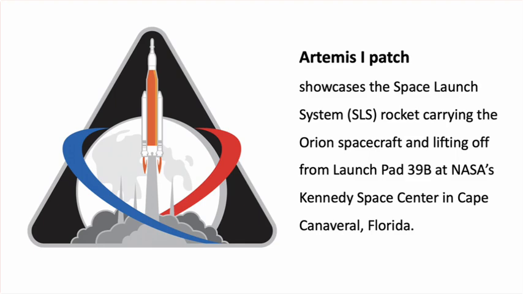It showcases the Space Launch System rocket carrying the Orion spacecraft, which is way up here, lifting off from the launch pad. As you can see, there are no names on this. That's because Artemis 1 went up, orbited the moon, and came back down, but it did not have any astronauts on it. It had dummies and all kinds of equipment that would register what was going to happen inside of the spacecraft. So that's why it's got no names on it.